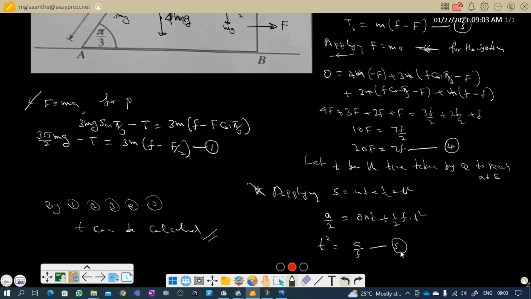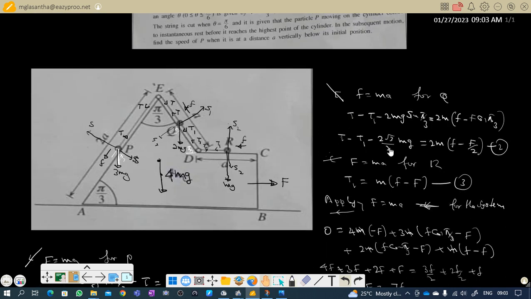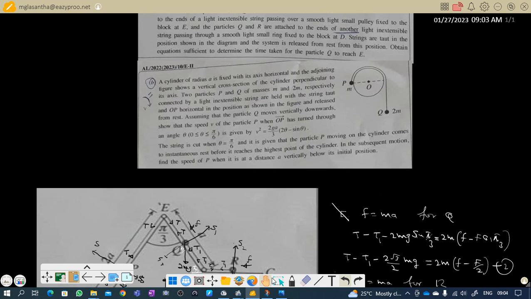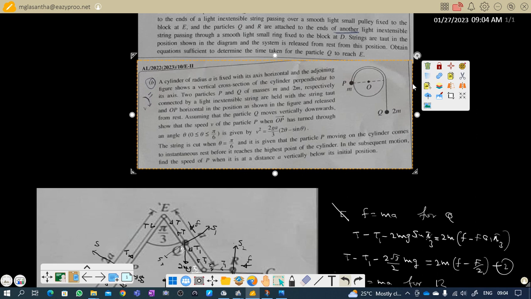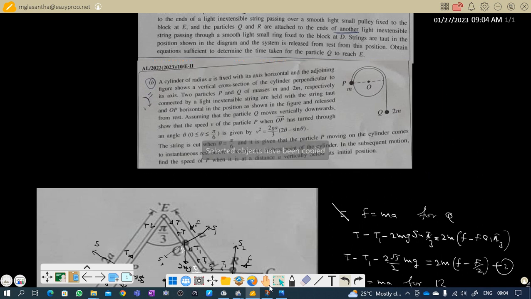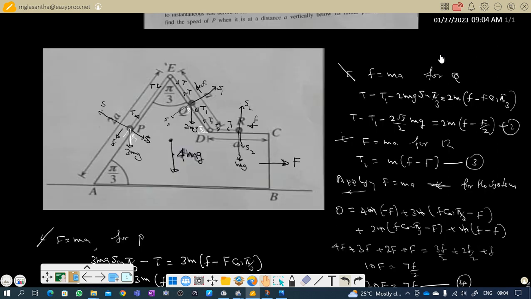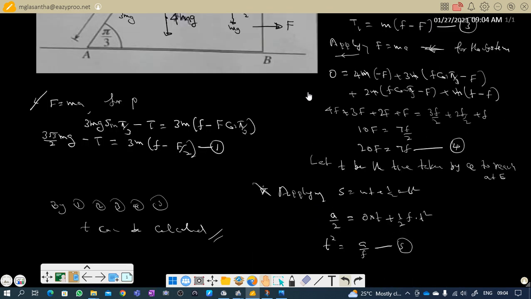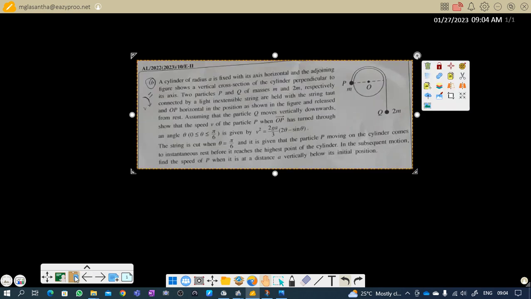Right. Next let's see second part. Part B. Part B of the question is this. So this is the part B of the question.